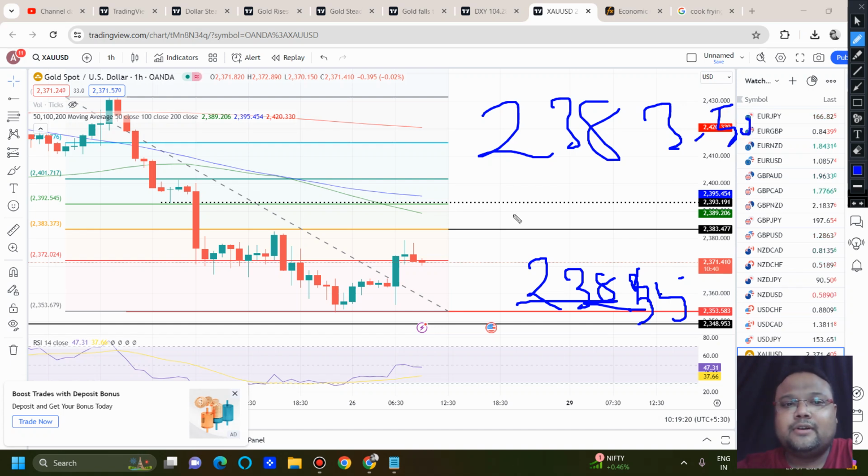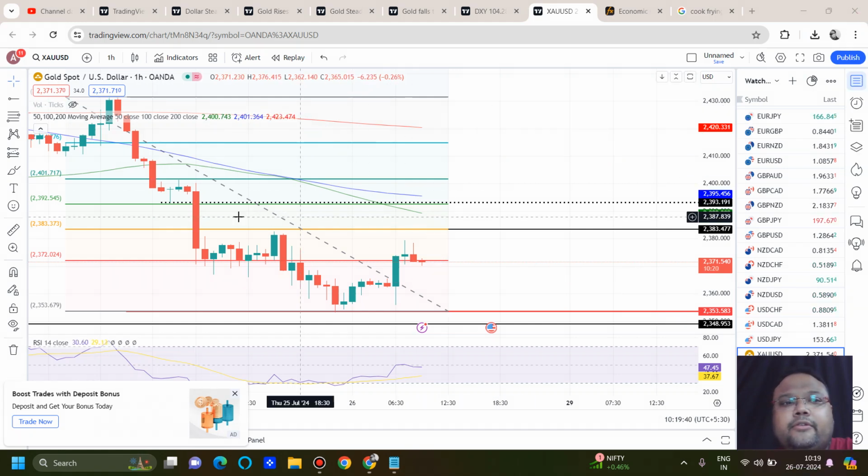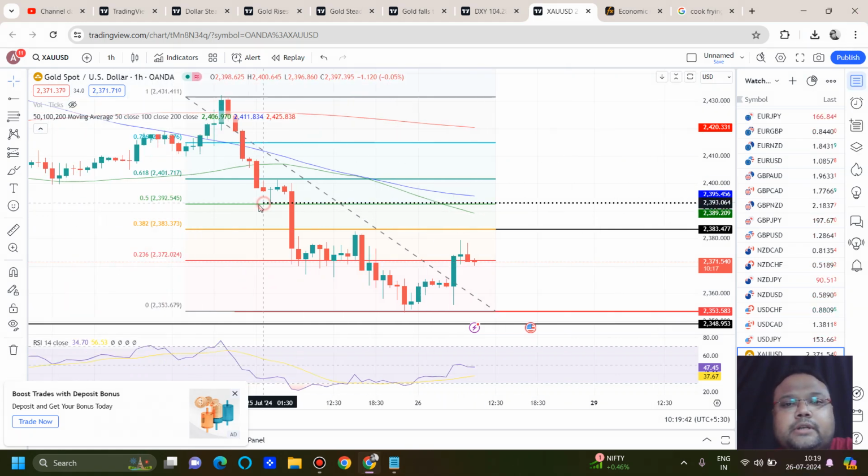2383.50. This is the first level on the chart of gold where we can look for a sell during the Asian session and European session because of the FIBO 38.2% retracement level. But if gold shows momentum, then the best resistance on the chart of gold is around 2393. Why 2393? You can see at 2393 we have the FIBO 50% retracement level.